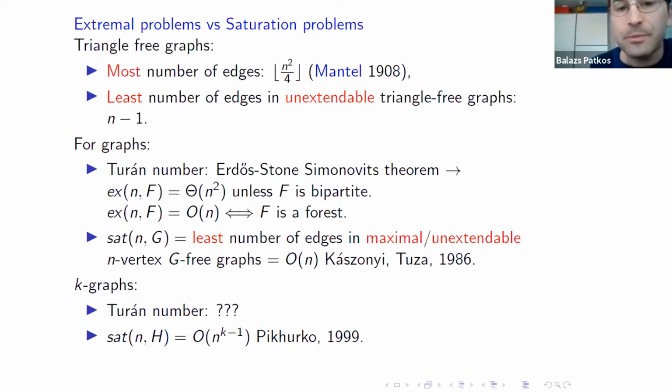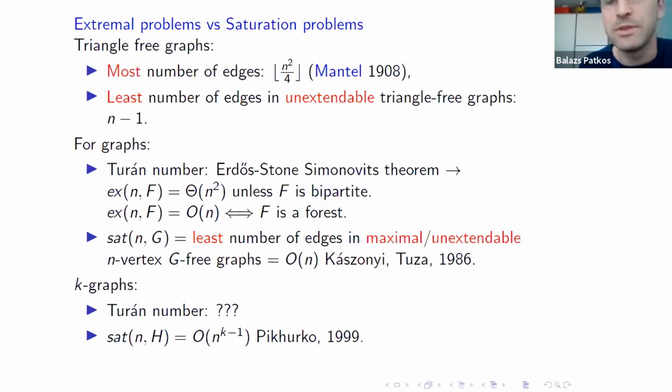And so the saturation problems ask for the minimum number of edges or minimum number of hyperedges, and of course we can have the empty graph, so that's not meaningful. So therefore we are looking for the minimum number of edges in unextendable triangle-free graphs, meaning that it should be triangle-free, but adding any new edge would create a triangle or would create a forbidden hypergraph H or whatever.